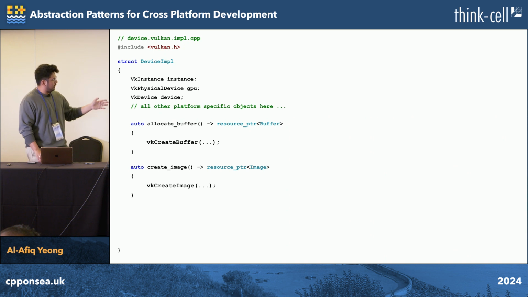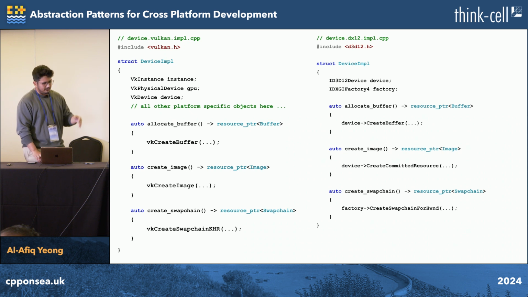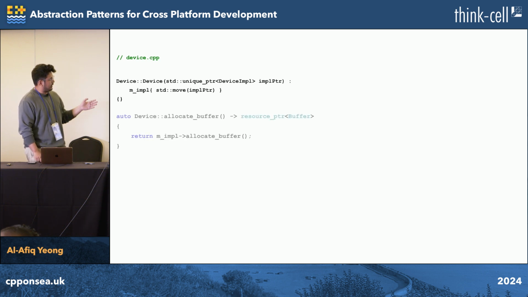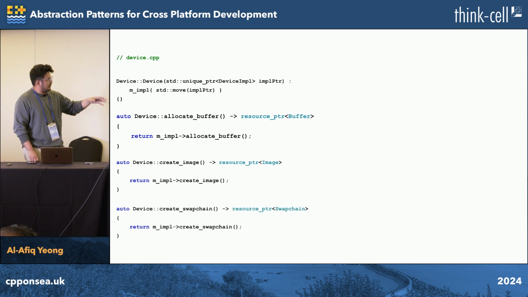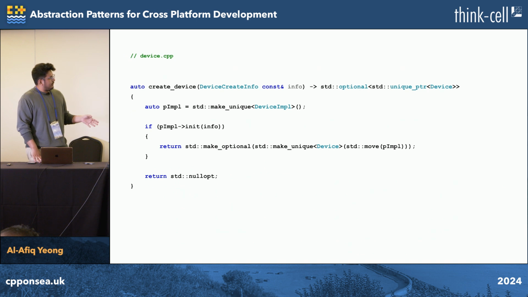So with each method, we give its own definition, and we're going to do the same thing again for the other platform. And then in the interface that we're going to expose to the users of our library, in the constructor, we're going to assign the pointer to the implementation. And then in each of the methods, we're simply going to call the implementation's version of the function. And then in the factory function, we simply create an instance of the implementation, initialize it. If it's successful, then we return an instance of the interface. If not, we return a std null.